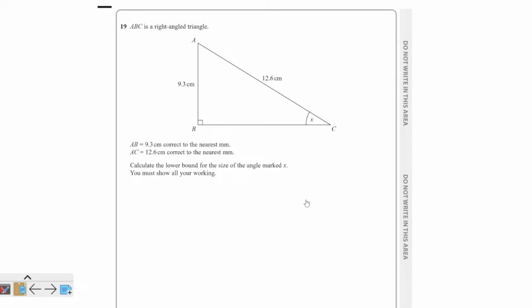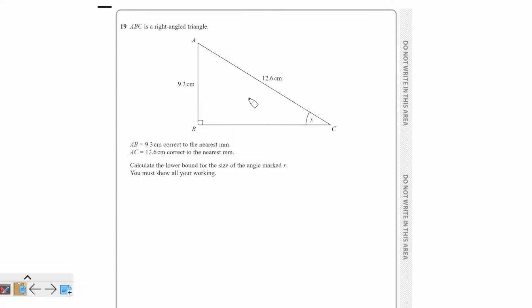Okay, question 19. ABC is a right-angled triangle. They've given us obviously 2 sides, and then we want to calculate the lower bound for the size of the angle marked x. So they've said that AB is 9.3 centimeters, but correct to the nearest millimeter, and AC is 12.6 centimeters, correct to the nearest millimeter as well. Calculate the lower bound for the size of the angle.